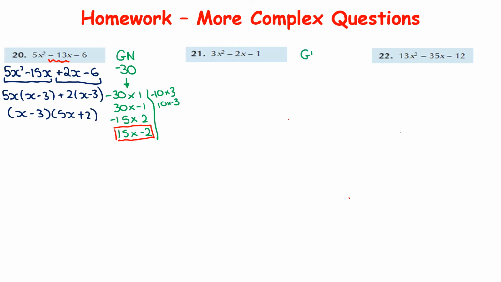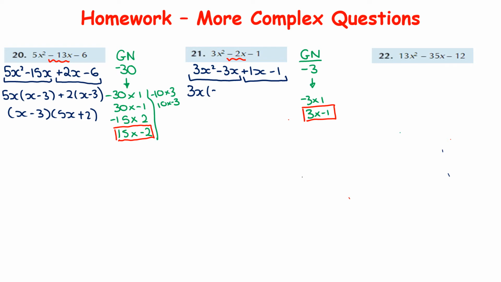The next one, the guide number here is minus 3. Minus means different signs, so we're going to have minus 3 by 1 or 3 by minus 1. I wanted to add to minus 2x, so I'm going to choose 3 and minus 1. 3x squared minus 3x plus 1x minus 1. Again, I'm double checking. Do my middle two terms add up? Minus 3x plus 1x is minus 2x.